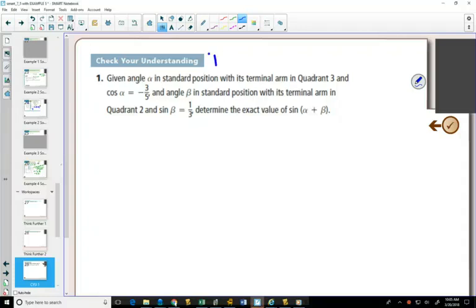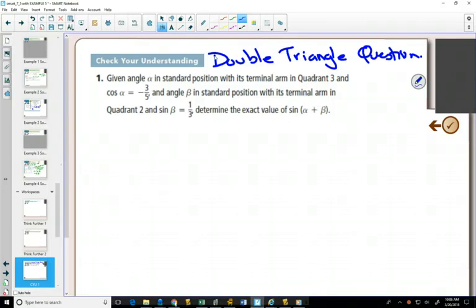I call these questions double triangle questions. We've already had triangle questions. Triangle questions are the ones where you get enough information to draw a triangle in a quadrant and label two sides of that triangle, and you can do a squared plus b squared equals c squared to find the rest of that triangle. So we've already had triangle questions.